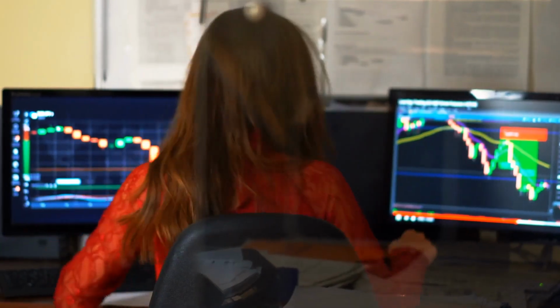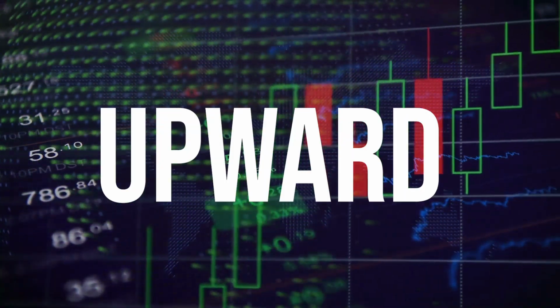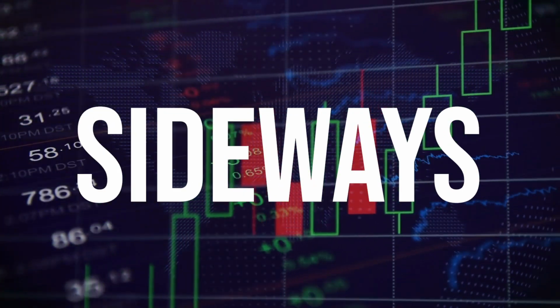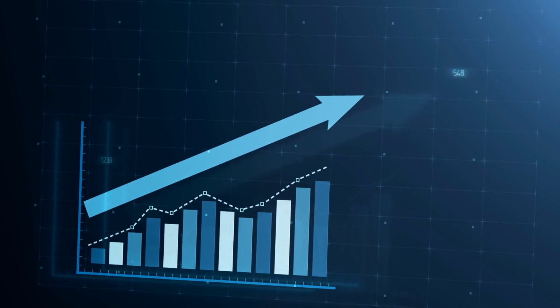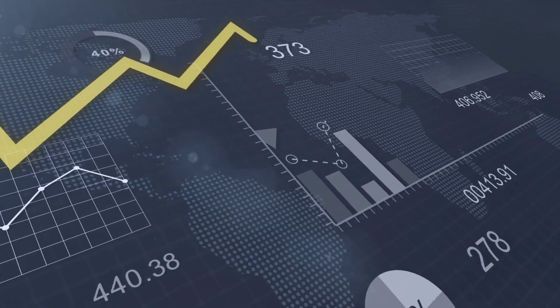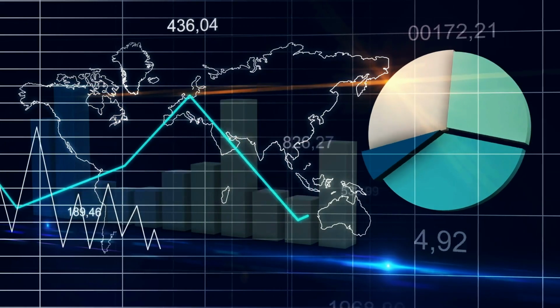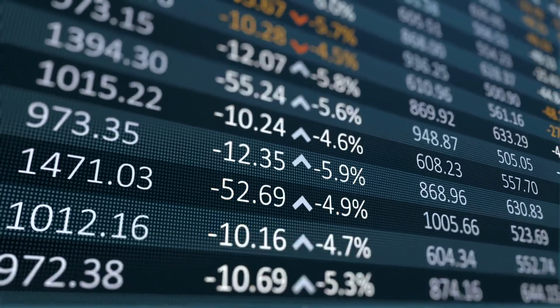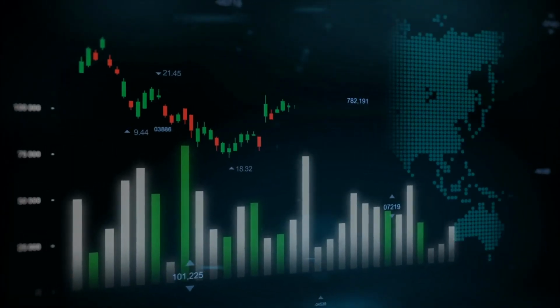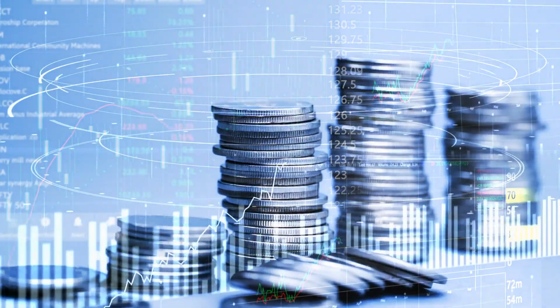Trend analysis involves determining the overall direction in which a stock's price is moving. There are three types of trends: upward, downward, and sideways. An upward trend is characterized by a series of higher highs and higher lows, indicating that the stock's price is consistently increasing. Conversely, a downward trend consists of lower highs and lower lows, indicating a consistent decline in the stock's price. A sideways trend is identified by roughly equal highs and lows, indicating a lack of significant price movement.